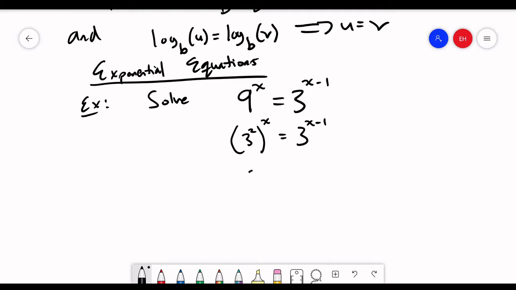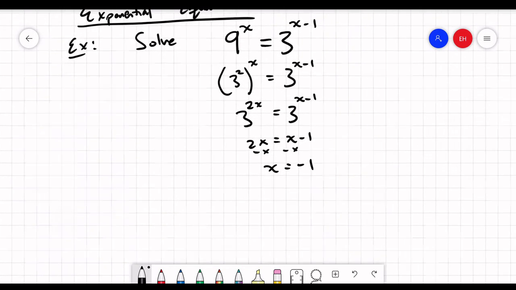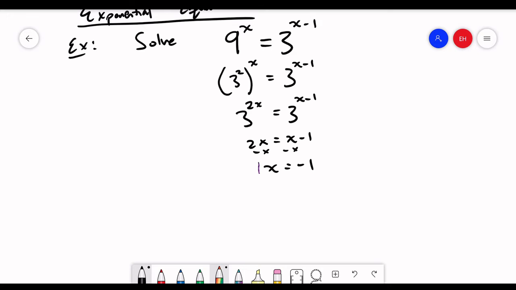Now we want to try and get the same base, so we say, okay, 9 we can rewrite as 3 squared. Use our rules of exponents to multiply the exponents. So I get 3 to the 2x equals 3 to the x minus 1. Now, since I have the same base, I can set the exponents equal to each other and solve, and we get x is negative 1.